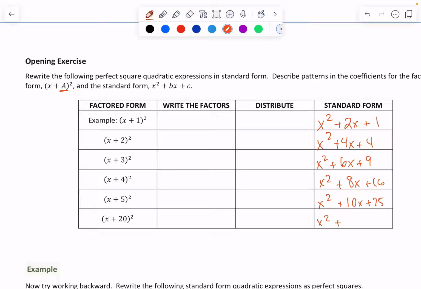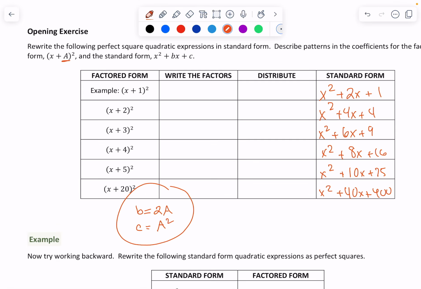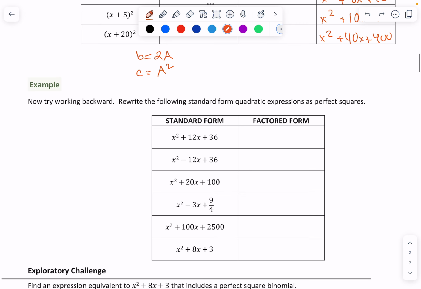Then we took that information and wrote it as a more formal rule: the b value is equal to 2 times a, and the c value is equal to a squared. That was the main takeaway from this exercise. Then we thought, if I know how to go from factored to standard form, could I use this relationship to go backwards, from standard form to factored form? And the answer is yes.